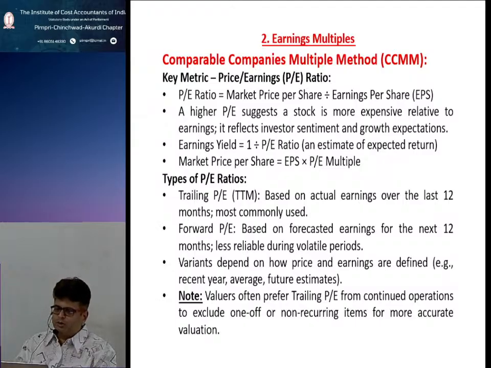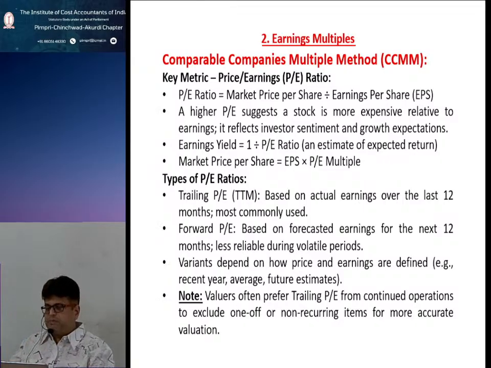Earnings yield is equal to 1 divided by the PE ratio, an estimate of expected return. So that's what the earnings yield formula is, 1 divided by the PE ratio. And market price per share is equal to EPS times the PE multiple. So that's how the PE ratio is calculated. And this is the formula.